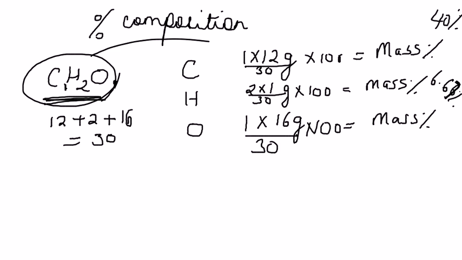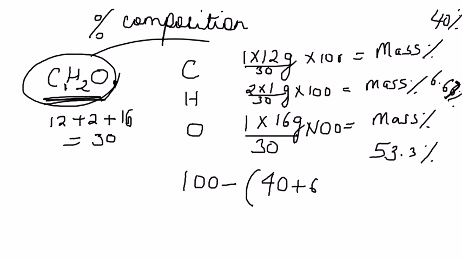And so there are two ways to figure out the mass percent of oxygen. Either you can just work the math out, so 1600 divided by 30, that will be 53.33. Alternatively, you could say that since this is a percent, you can simply subtract 100 minus the summation of 40 and 6.67, and that should give you the same number as well.